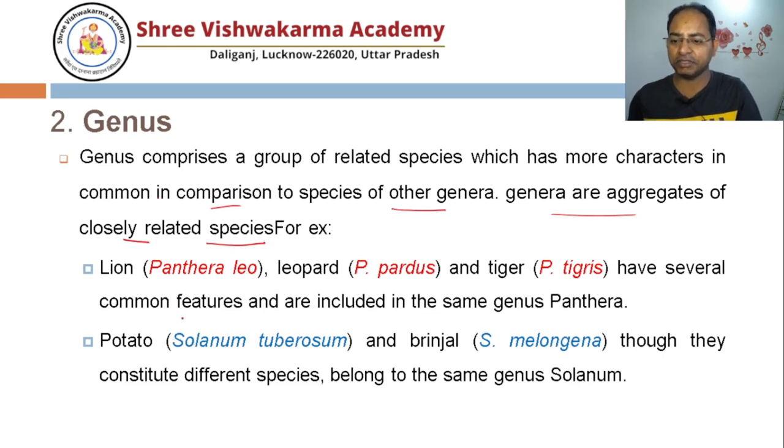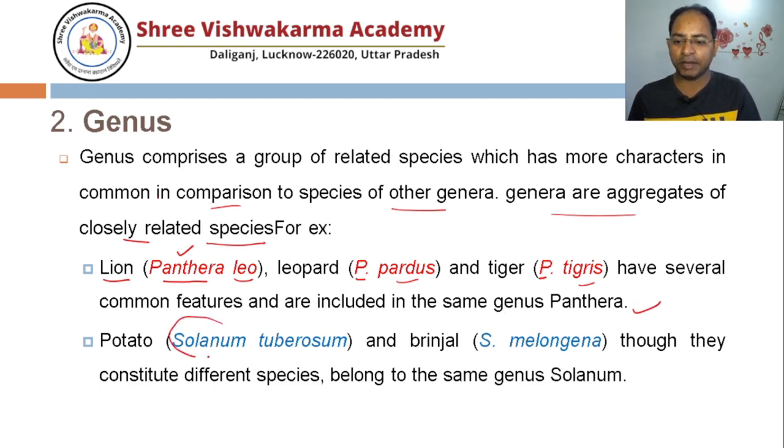Just for the example, the lion. The scientific name of lion is Panthera leo. For leopard, it is Panthera pardus. For tiger, it is Panthera tigris. So you can see Panthera is the genus. Under the genus Panthera, there are the species leo, pardus, tigris, and they have several common features and are included in the same genus Panthera.